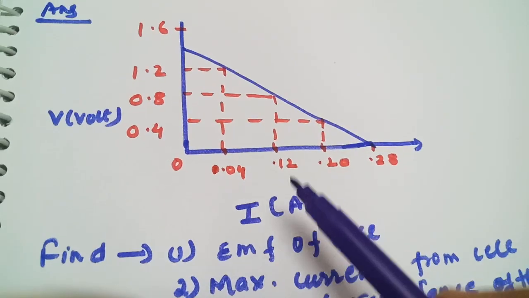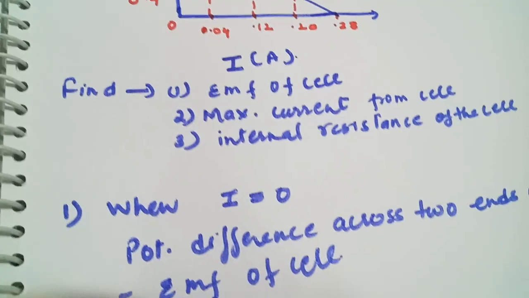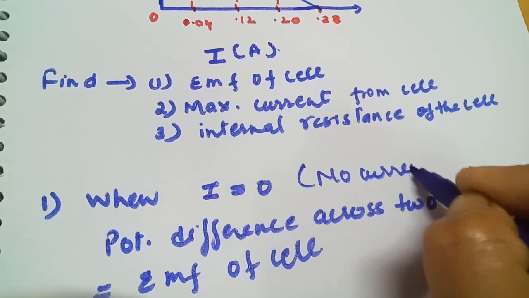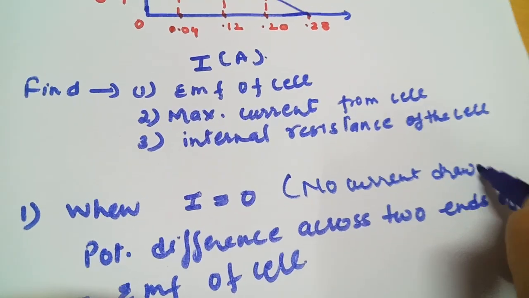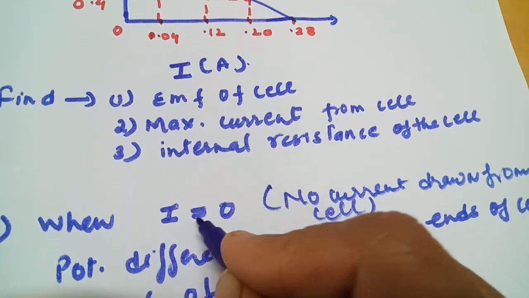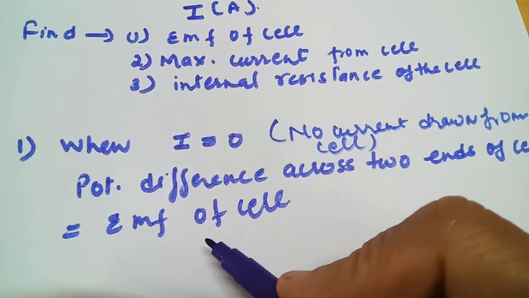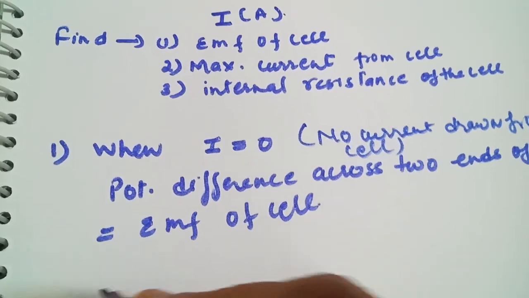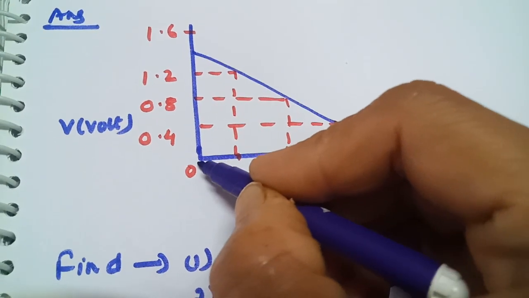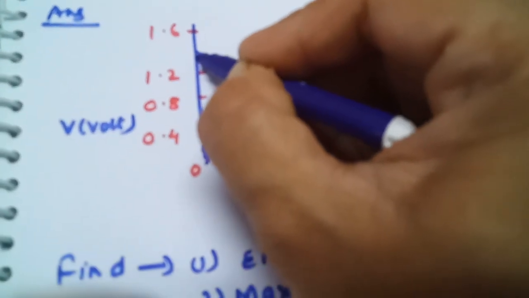You have to find out from this graph the EMF of the cell, the maximum current from the cell, and the internal resistance of the cell. Okay, so you all know very well, when no current is drawn from the cell, that means I is equal to 0, then the potential difference across the two ends of the cell will be equal to the EMF of the cell. So look at the graph. Here I is equal to 0, but at I is equal to 0, what you are finding? You are finding the maximum value of EMF.